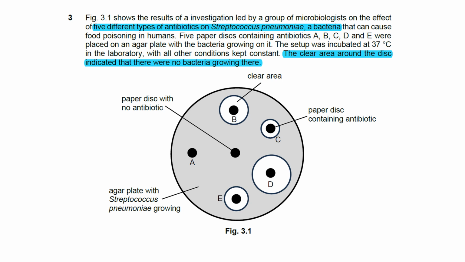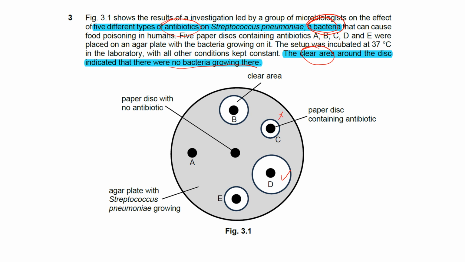So over here, you have 5 antibiotics, and this time it's not a virus, it's a bacteria, but it's the same idea. The antibiotics will kill the bacteria. The clear area shows that there are no bacteria because the bacteria is being killed. This is obviously the best, and this one is obviously not very good.